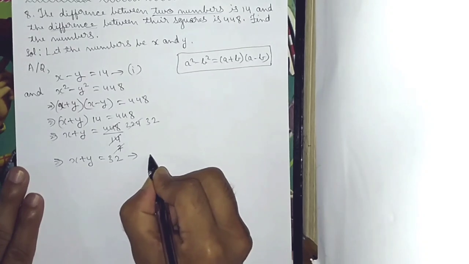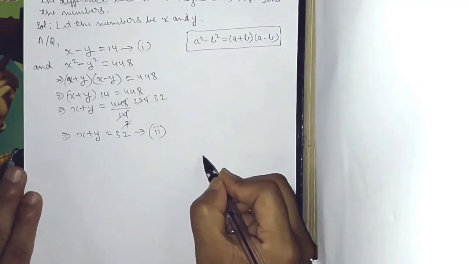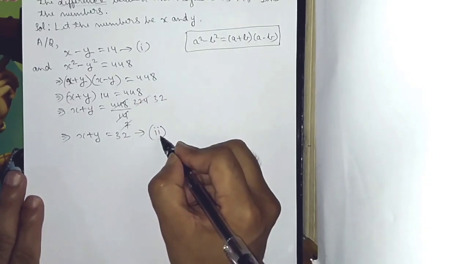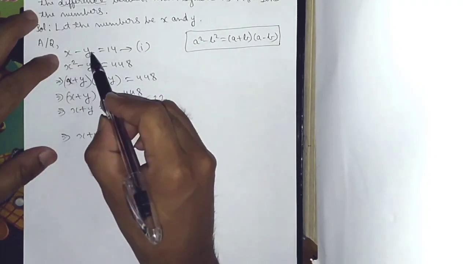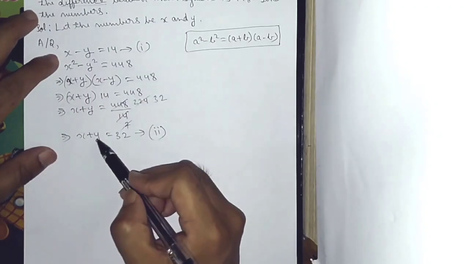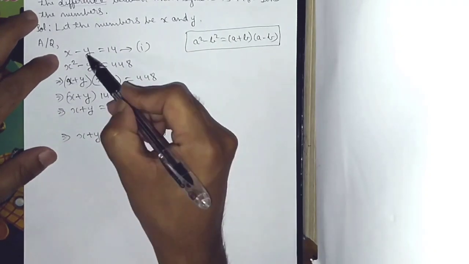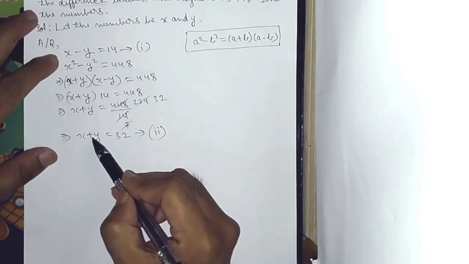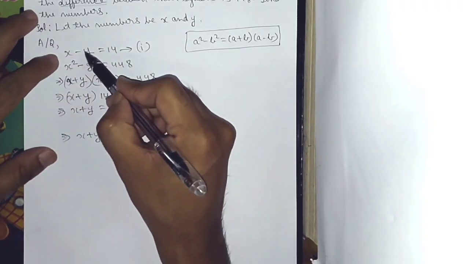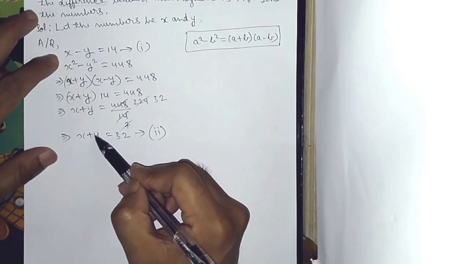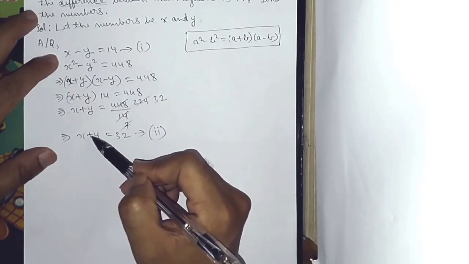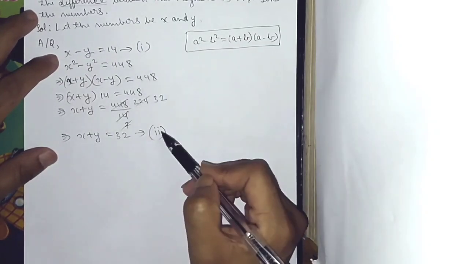Then you have equation 2 again. Now, from equation 1 and equation 2, we need to eliminate y. The y terms are negative in one and positive in the other, so we add equation 1 and equation 2.